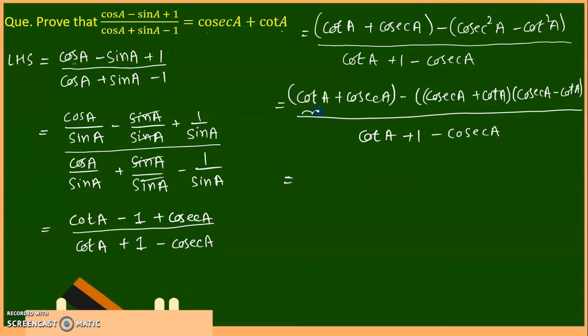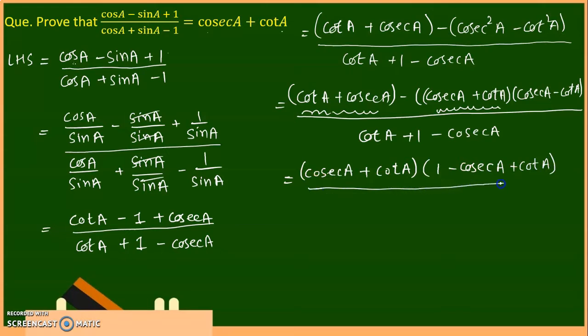Now here in the numerator, this is cot A plus cosec A. Here also cot A plus cosec A. That can be taken common. So here remaining is 1 minus this cosec A, and here minus minus becomes plus cot A, divided by cot A plus 1 minus cosec A.